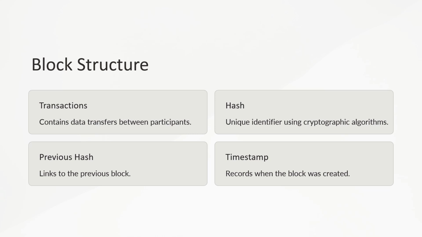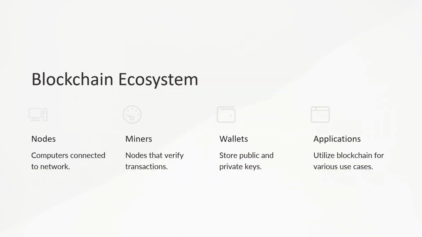Think of each block as a page in our giant public notebook, where every page has a unique page number and refers to the previous page number, which is the previous hash. Here are some of the terms related to the blockchain ecosystem. Firstly, the nodes. Nodes are computers participating in the network, storing copies of the blockchain. Miners are special nodes verifying and adding transactions. Think of miners as accountants who ensure that each entry in the notebook is accurate.